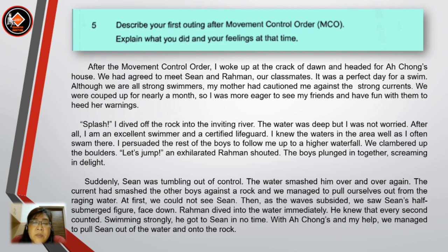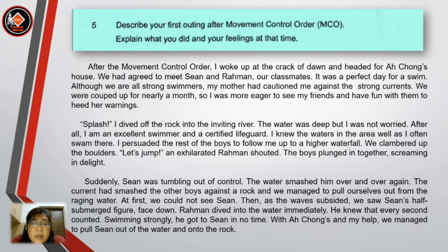Suddenly, Sean was tumbling out of control. The water smashed him over and over again. The current had smashed the other boys against a rock, and we managed to pull ourselves out from the raging water. At first, we could not see Sean. Then, as the waves subsided, we saw Sean's half-submerged figure face down. Rahman dived into the water immediately. He knew that every second counted. Swimming strongly, he got to Sean in no time.